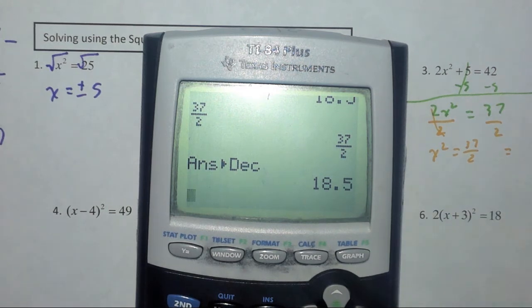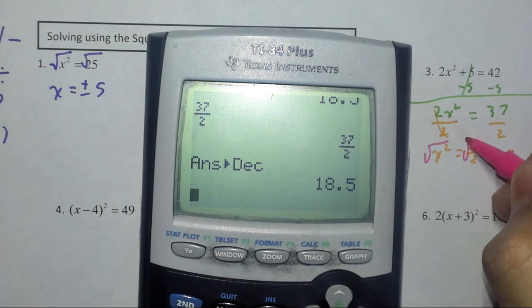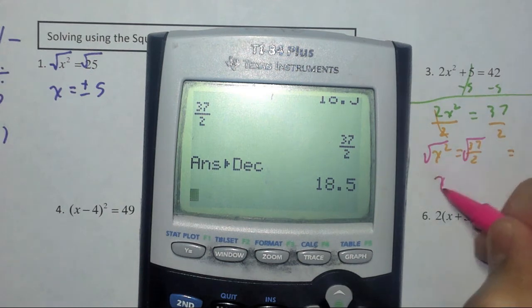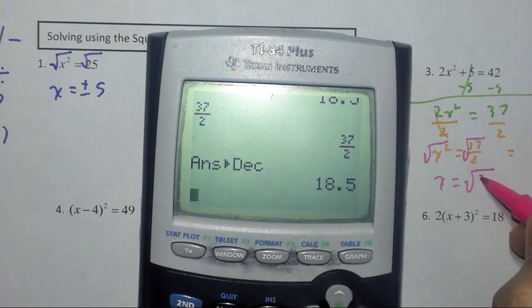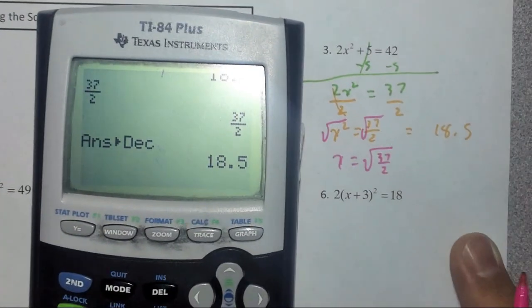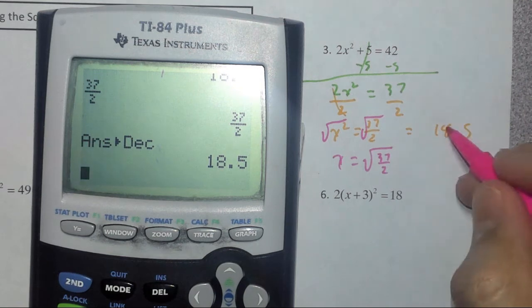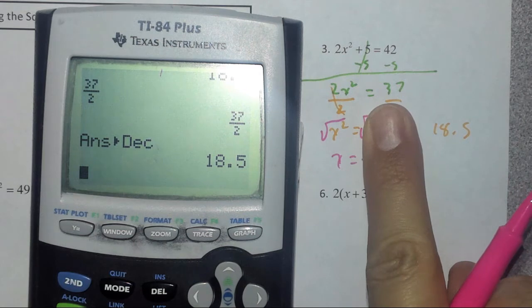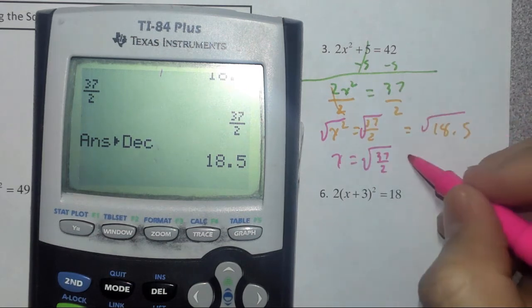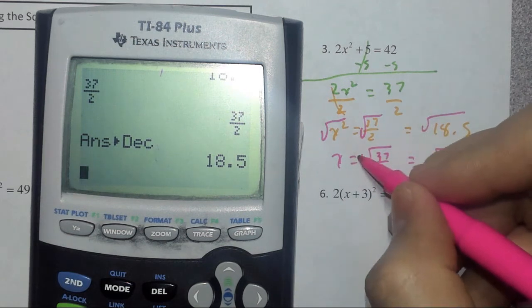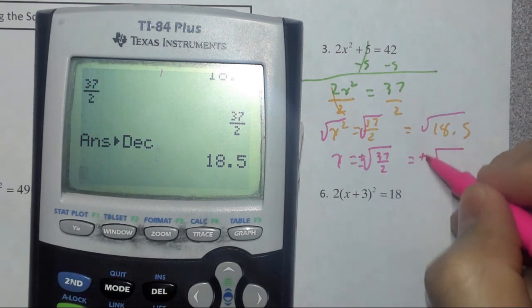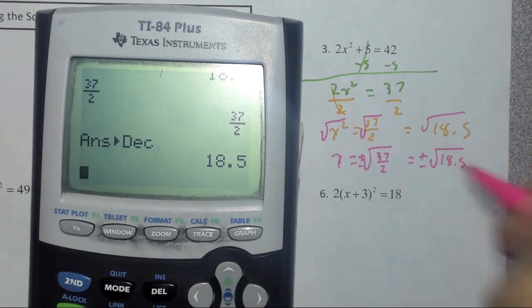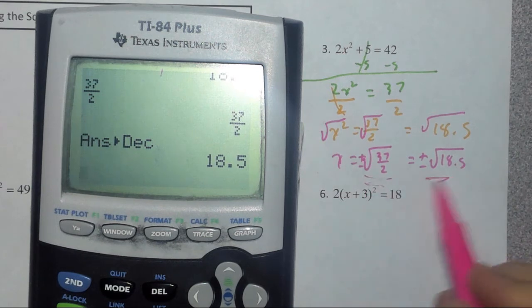When I have the x squared by itself, I can take the square root of both sides. So I get x is equal to the square root of 37 over 2. I can't do anything to that. Likewise, if you use the decimal for it, if you said it equaled 18.5, you would take the square root of that, and you need a plus or minus there, plus or minus the square root of 18.5. Either of these would be correct.